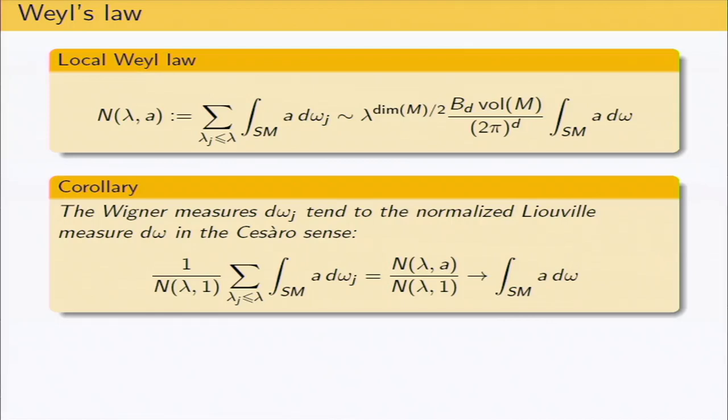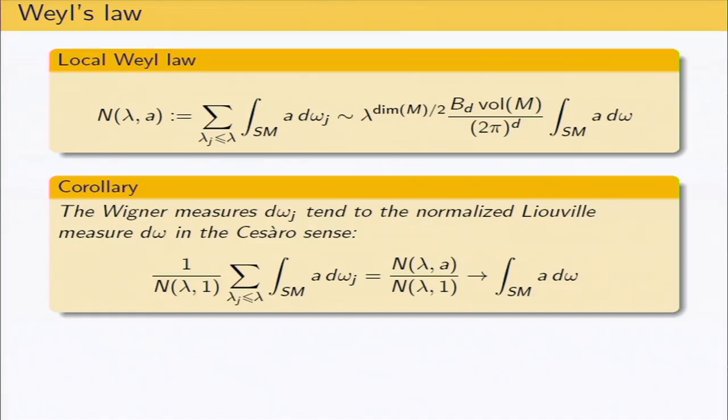Namely, if you take the average of these Wigner measures with lambda j going up to lambda, in the previous notation, that's simply n lambda a over n lambda 1. And that ratio, because n lambda 1 is just asymptotically equal to this quantity, if you divide that quantity by this quantity, you get the space average, which is just the integral against the Liouville measure. So in the Cesaro sense, the Wigner measures tend to the normalized Liouville measure.